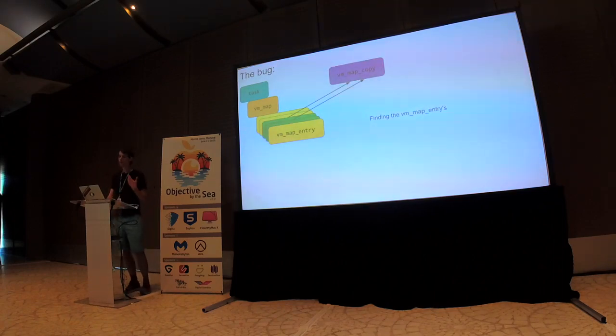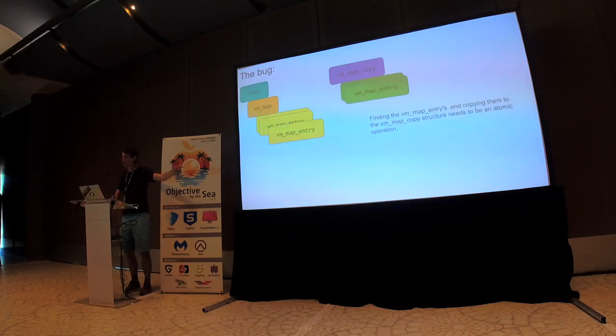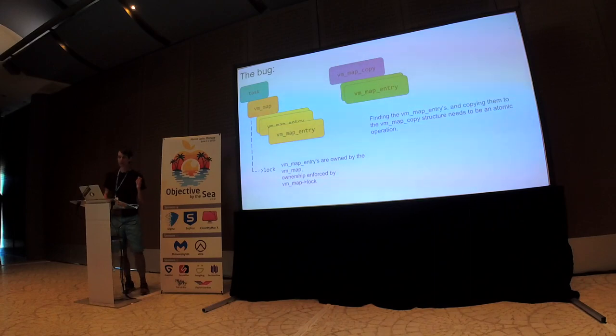So it's important then that the operation of finding the correct VM map entries, copying them into the VM map copy, and then removing them from the task all needs to be atomic. We'll see exactly why it needs to be atomic later on, but hopefully it should be relatively clear that things are going to go very badly wrong if it's not atomic. So in order to understand how that might be enforced, you need to understand the ownership semantics, or the lifetime semantics, of all of these objects.